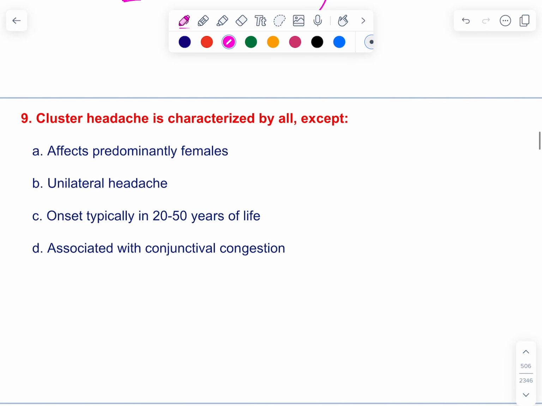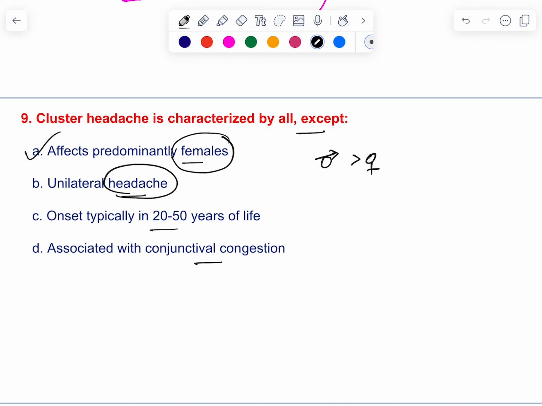Now, moving on to the next question. Cluster headache is characterized by all except: affects predominantly females, unilateral headache, onset is usually between 20 to 50 years of life, associated with conjunctival congestion. So please remember your cluster headache. It is more common in males rather than females. So affects predominantly females is ruled out. And it is usually a unilateral headache.